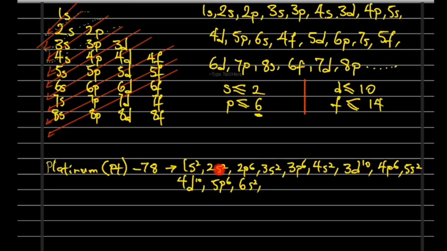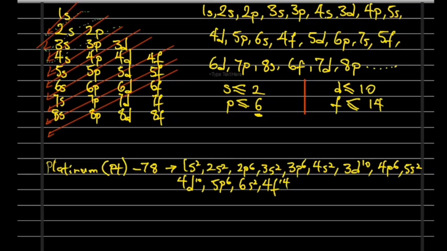2 plus 2, 4. 4 plus 6, 10. Plus 2, 12. Plus 6, 18. Plus 2, 20. Plus 10, 30. Plus 6, 36. Plus 2, 38. Plus 10, 48. Plus 6, 54. Plus 2, 56. So we have 56 already. The next, I'm going to 78. So the next one we have after 6s is 4f. 4f can take 14. We already had 56. 56 plus 14 will now give us 70.